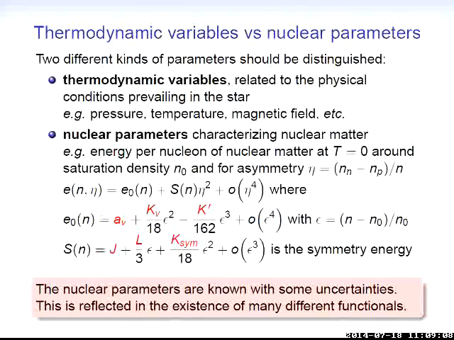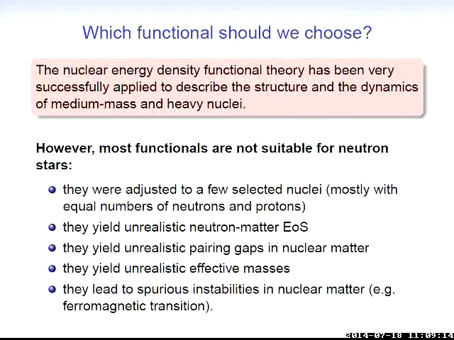Now, on the market, there are many hundreds of different functionals. The only problem is that, while some of them are more successful than others at predicting and explaining the properties of finite nuclei, most of these functionals are not suitable for neutron stars. And the reasons are given here.